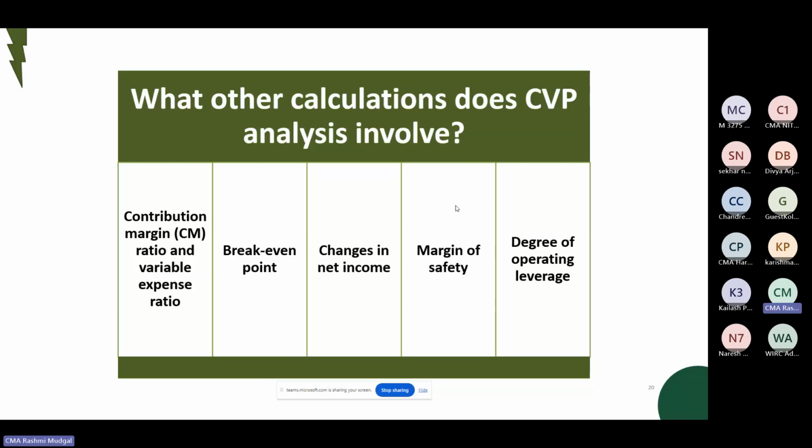Change in the net income. If I want to increase or decrease my income, what will be the impact on my volume as well as on the cost? Margin of safety. What is the margin of safety? Basically, it is whatever I have earned above my break-even point. Where I feel comfortable, it is my margin of safety.